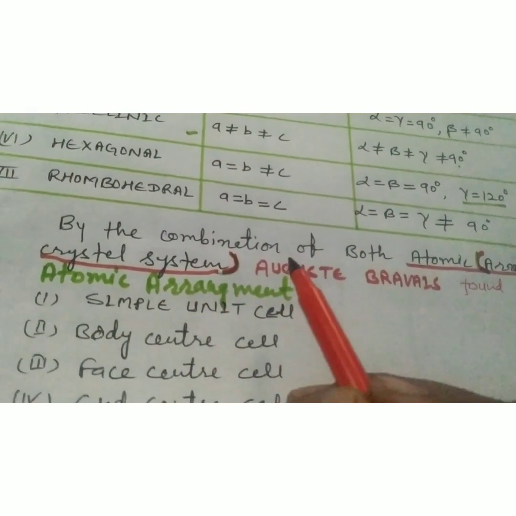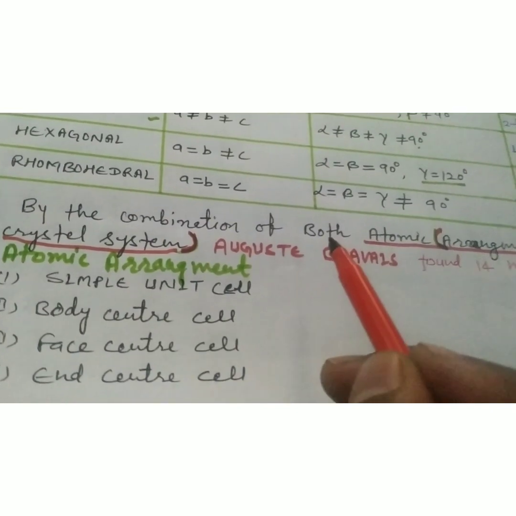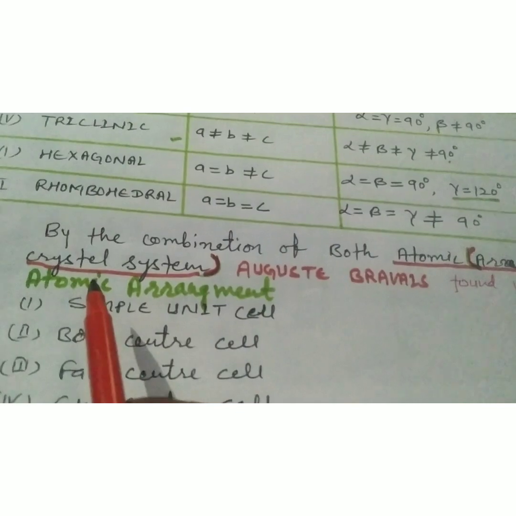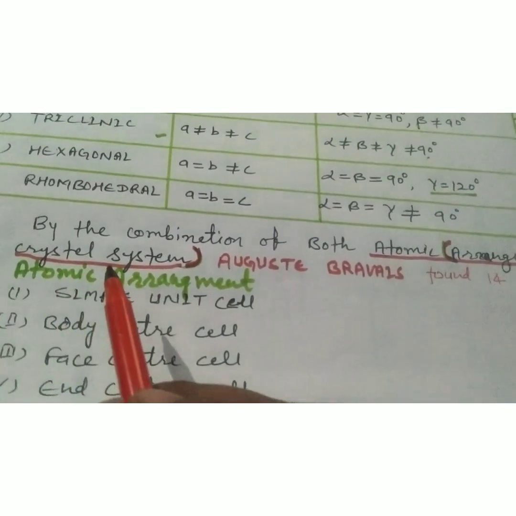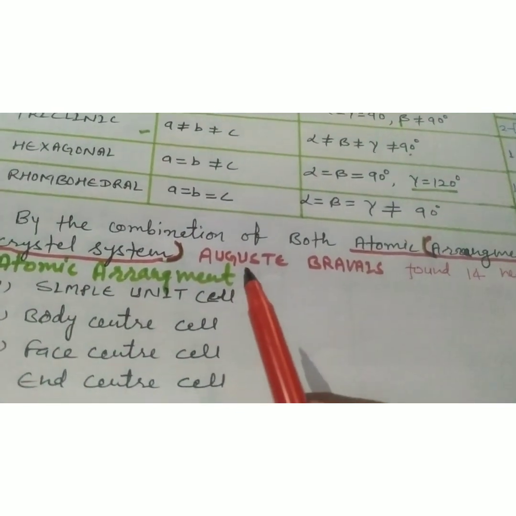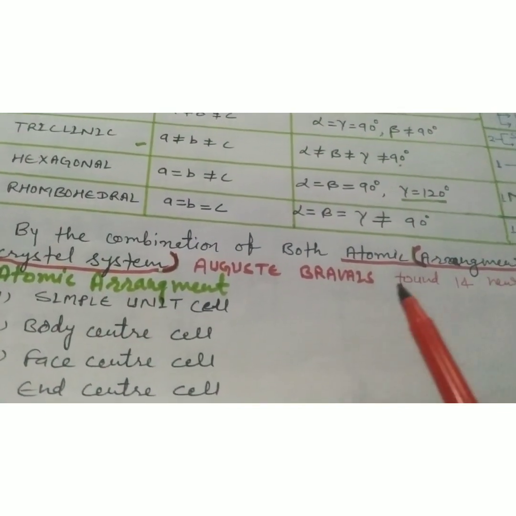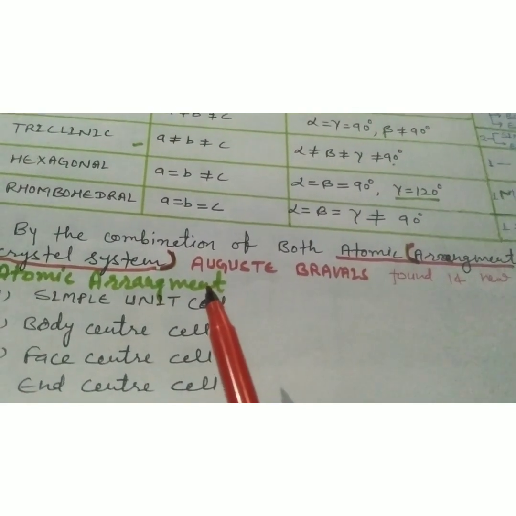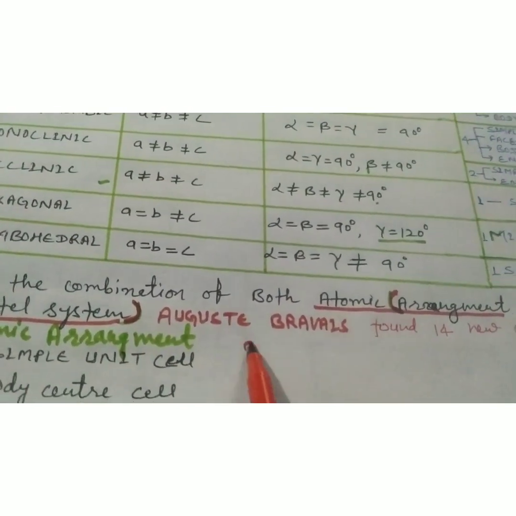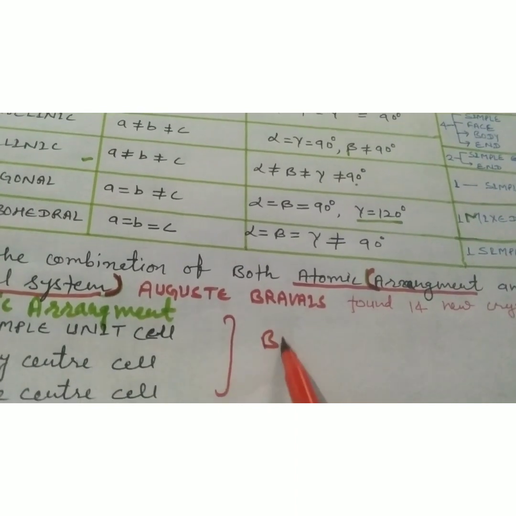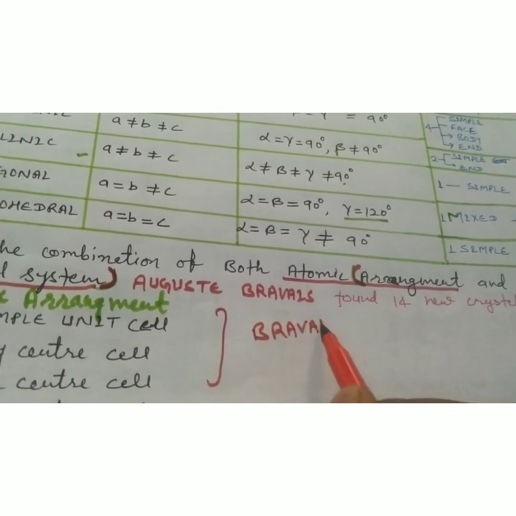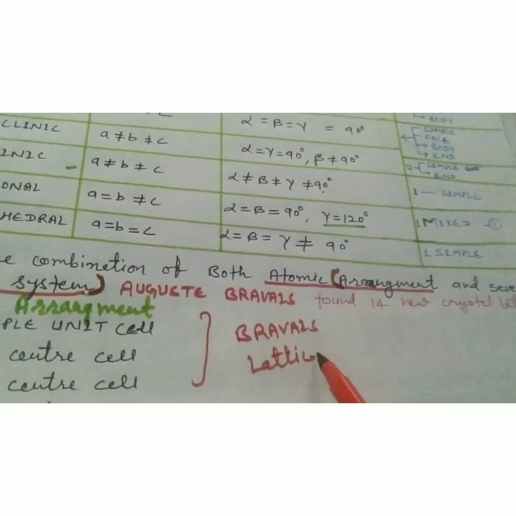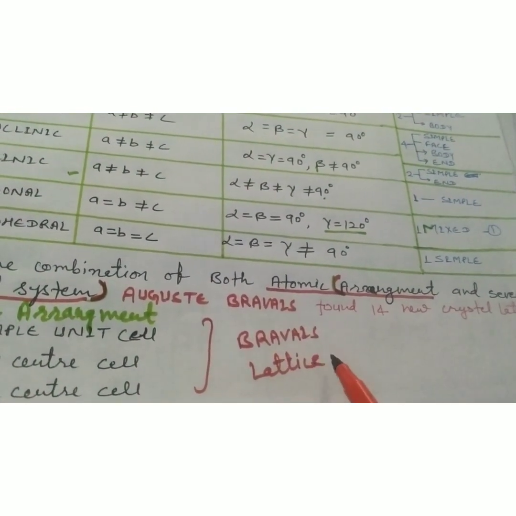So by the combination of both types of unit cell, means on the basis of atomic arrangement and on the basis of cell parameters, of the 7 types of crystal system, a French scientist Auguste Bravais found 14 new types of crystal system. Clear? Known as the Bravais lattice. Clear? So how did he combine both types of unit cell?